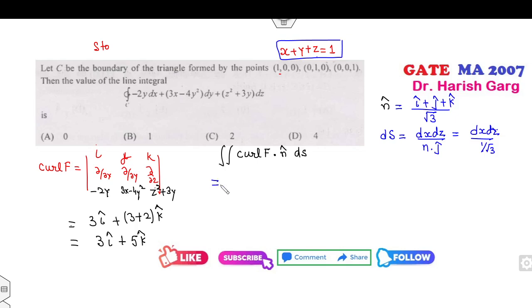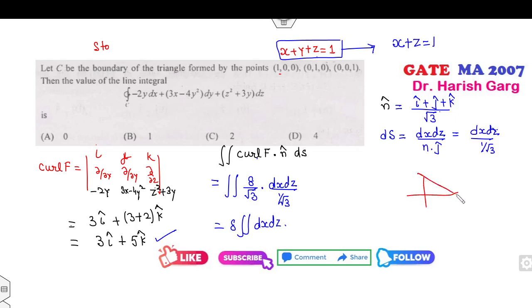Now you can multiply them. Double integration, curl dot this. So it's 5, 8 divided by root 3 into dx dz over 1 by root 3, which is again 8 times dx into dz. So what is the projection of this on the xz plane? x plus z is 1. Can you draw the diagram of the x plus z? This is the area under the curve, so half base into height. What is the area of this triangle? So the answer is 4, which is my correct answer for this problem.